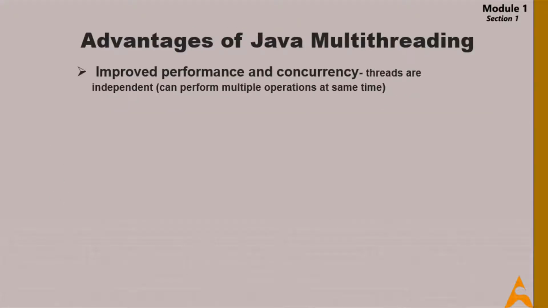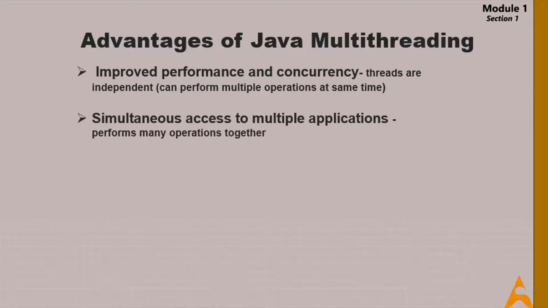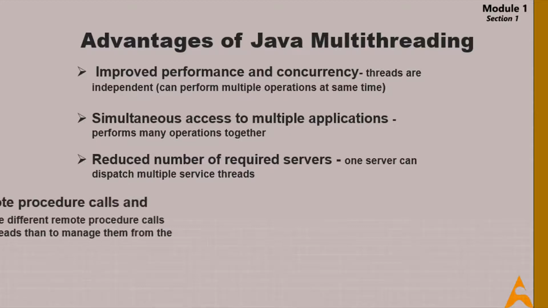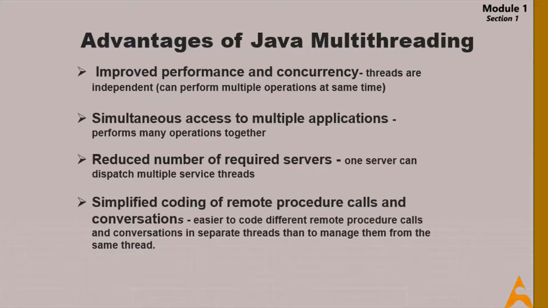Advantages of Java multithreading. Improved performance and concurrency. Threads are independent, so they can perform multiple operations at the same time. Simultaneous access to multiple applications, performing many operations together. Reduced number of required servers: one server can dispatch multiple service threads. Simplified coding of remote procedure calls and conversations: it is easier to code different remote procedure calls and conversations in separate threads than to manage them from the same thread.